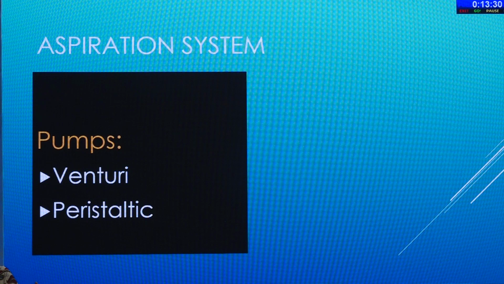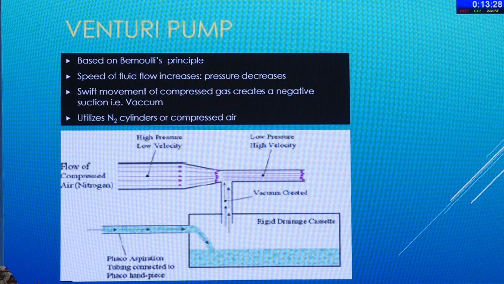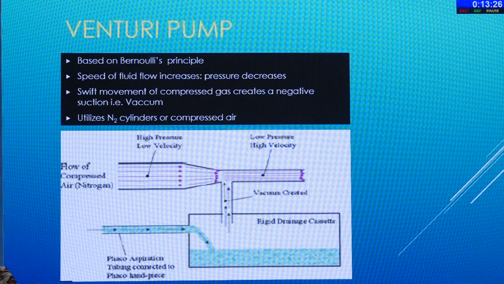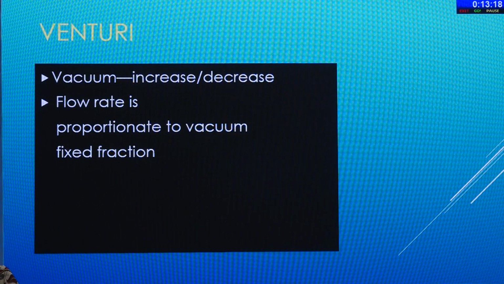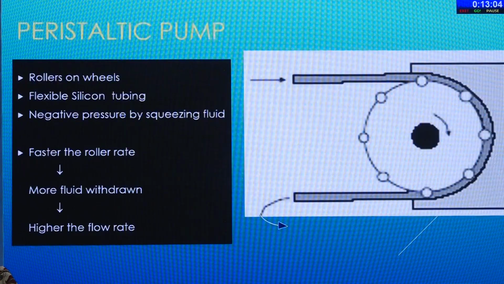Aspiration systems have been covered, which are venturi and peristaltic. We have discussed that venturi is based on Bernoulli's principle, where a compressed gas creates a negative suction in the cassette and that is transmitted to the tip. In venturi, we can control the vacuum, that is we can increase or decrease the vacuum, but flow rate is proportionate to vacuum. It's a fixed fraction of the vacuum. We cannot independently set flow rate and vacuum in venturi pumps.